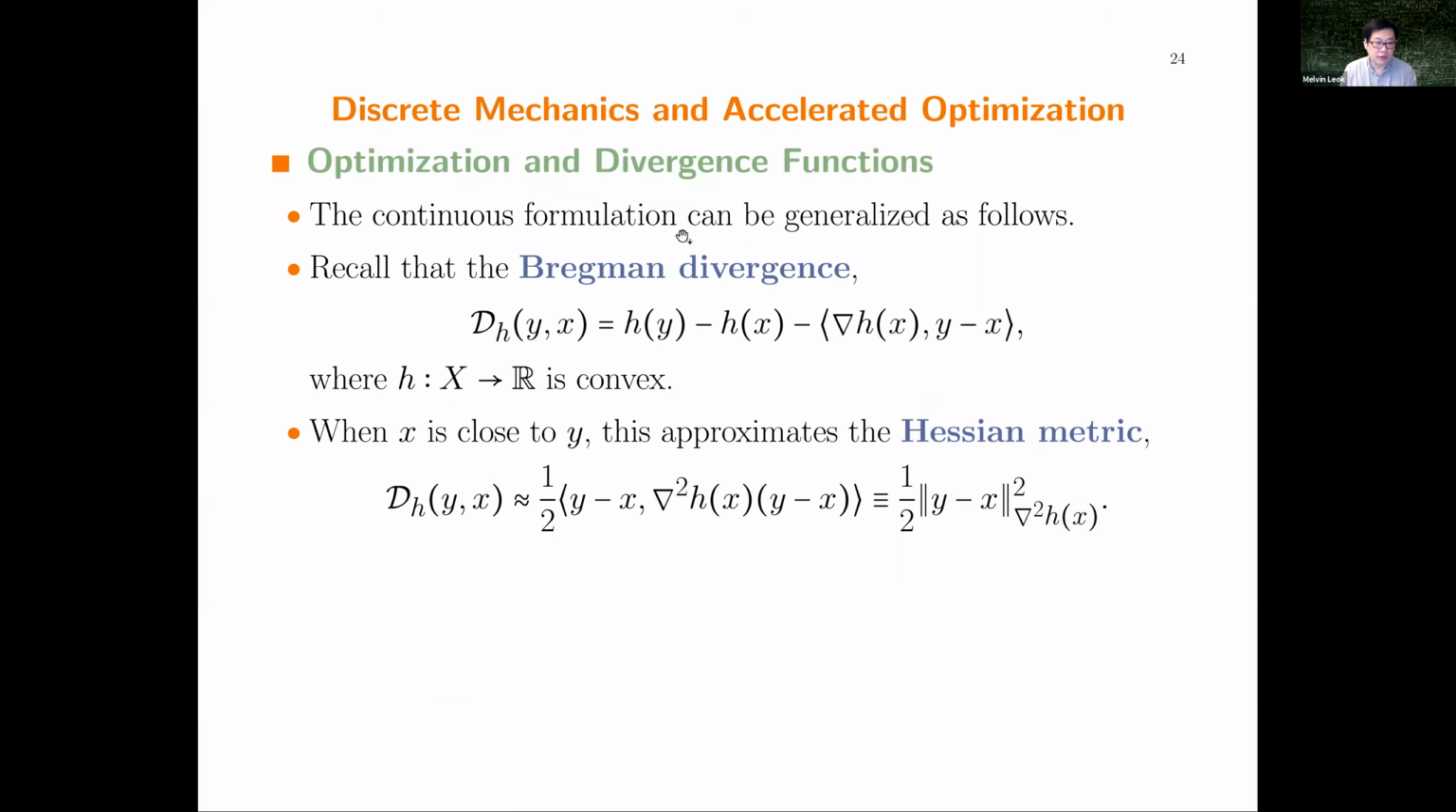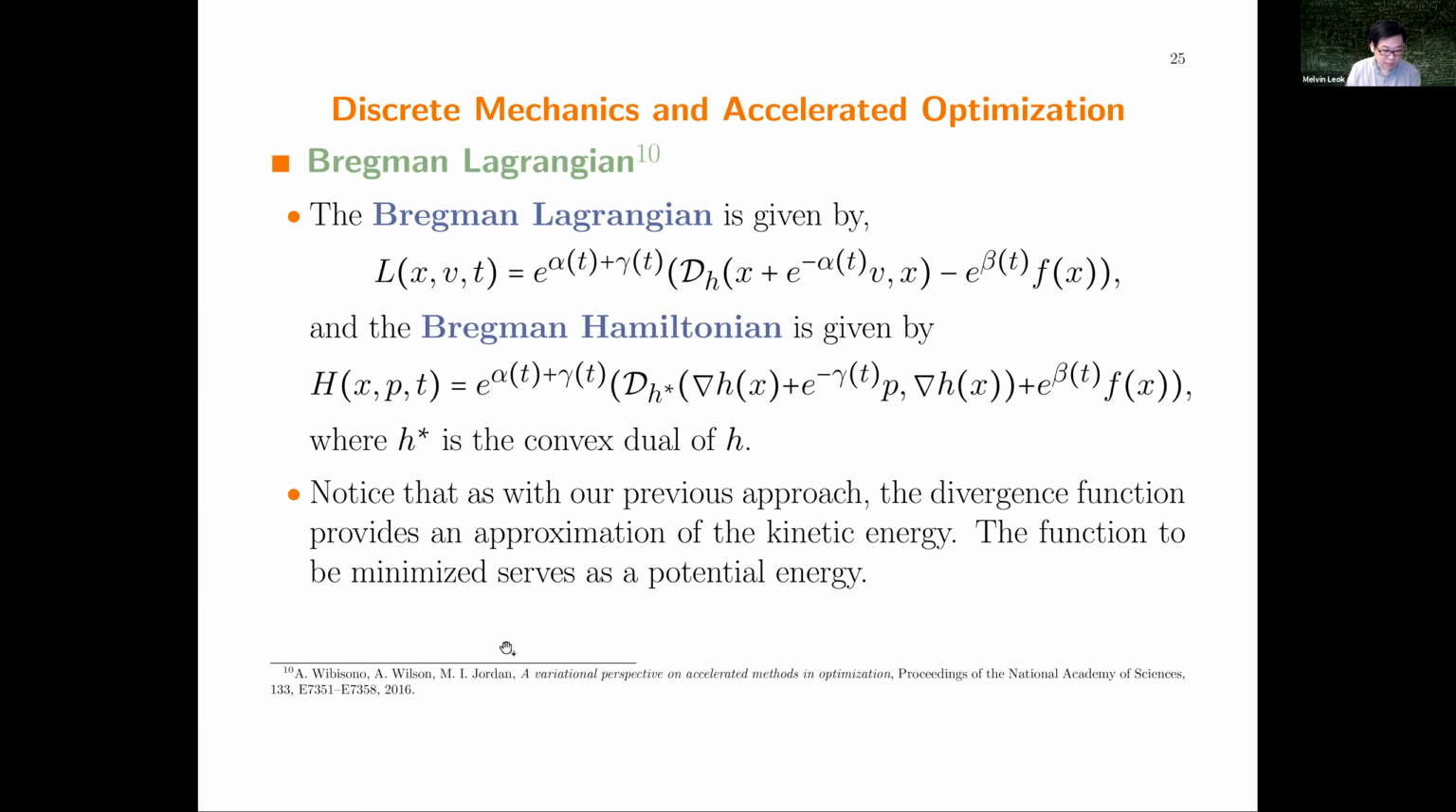What is interesting is that you can generalize this continuous formulation to achieve any rate of convergence. So instead of 1 over t squared, you can achieve any 1 over t to the p rate of convergence of the continuous flow to the global minimizer. And this was done by a group around Michael Jordan at the University of California at Berkeley.